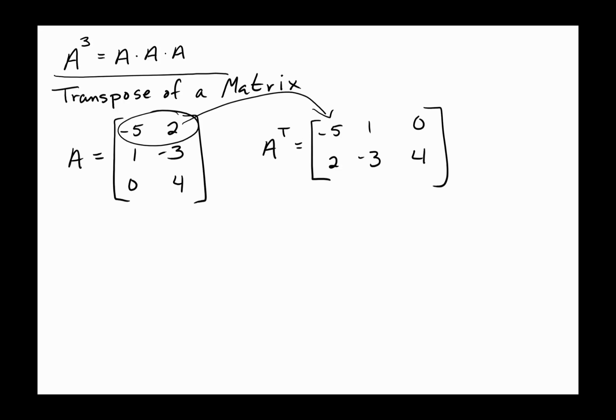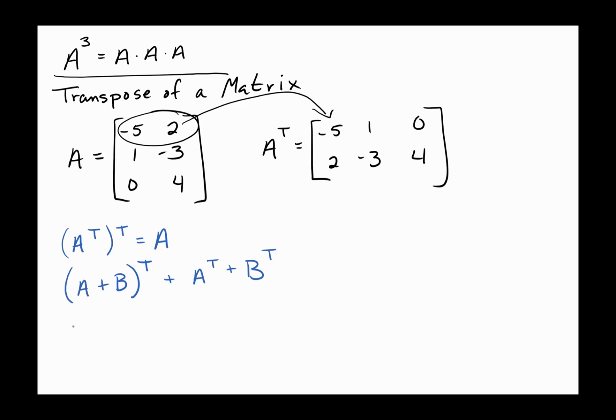We have a few properties related to transposes. If you take the transpose of the transpose, you're just going to get back the original matrix. Fairly trivial, but we have some that are maybe a little less trivial. The transpose of the sum of two matrices is the sum of the transposes, like that.